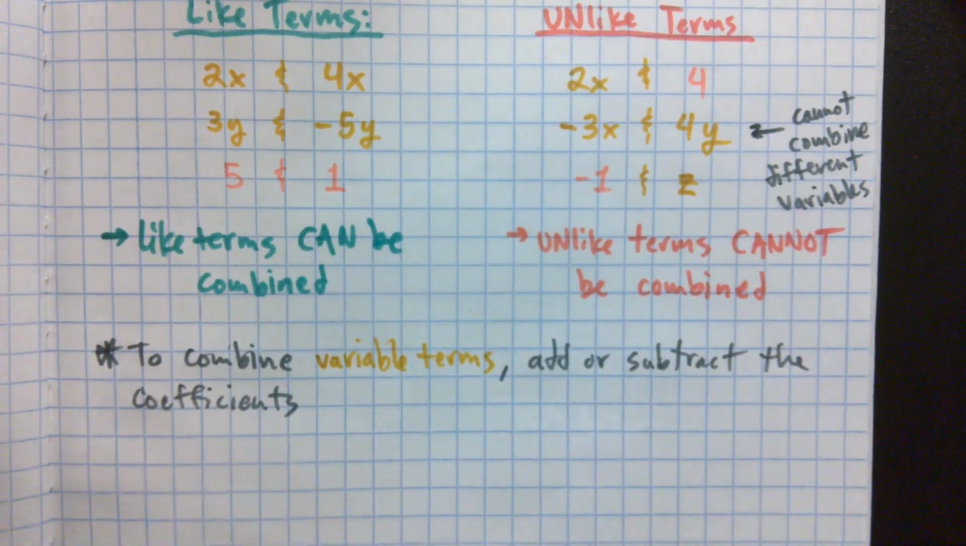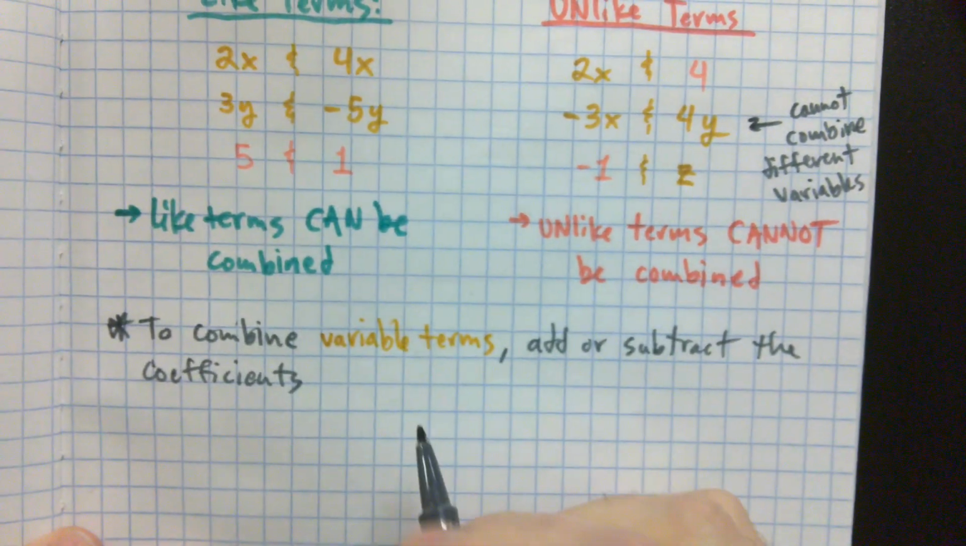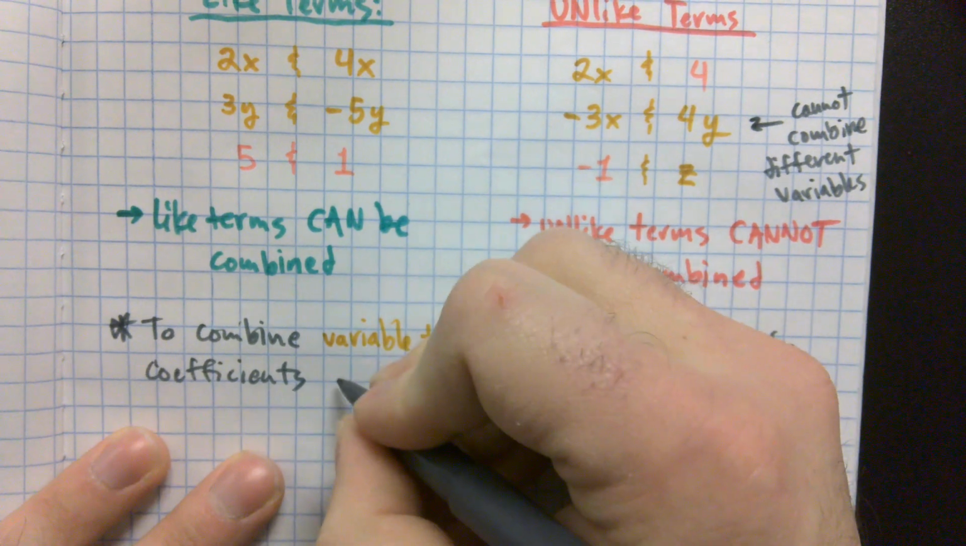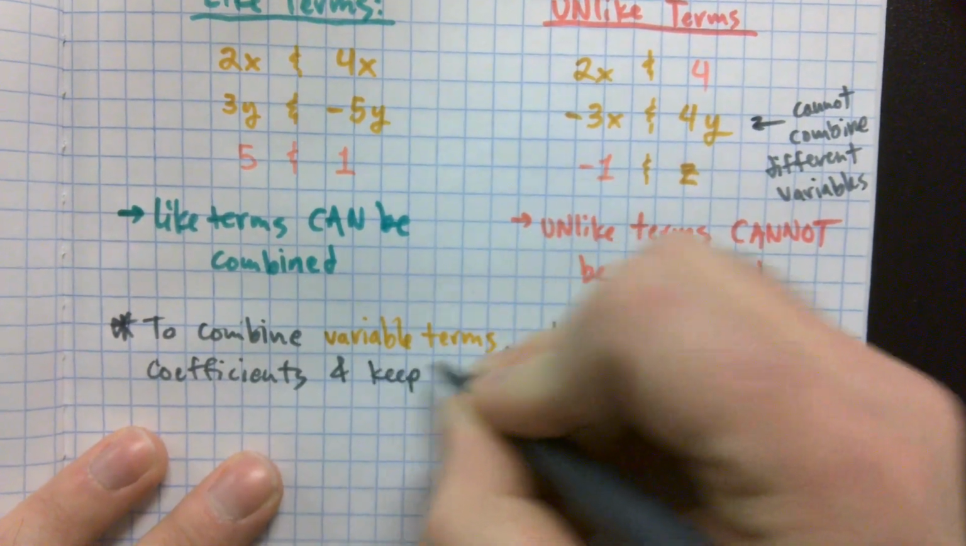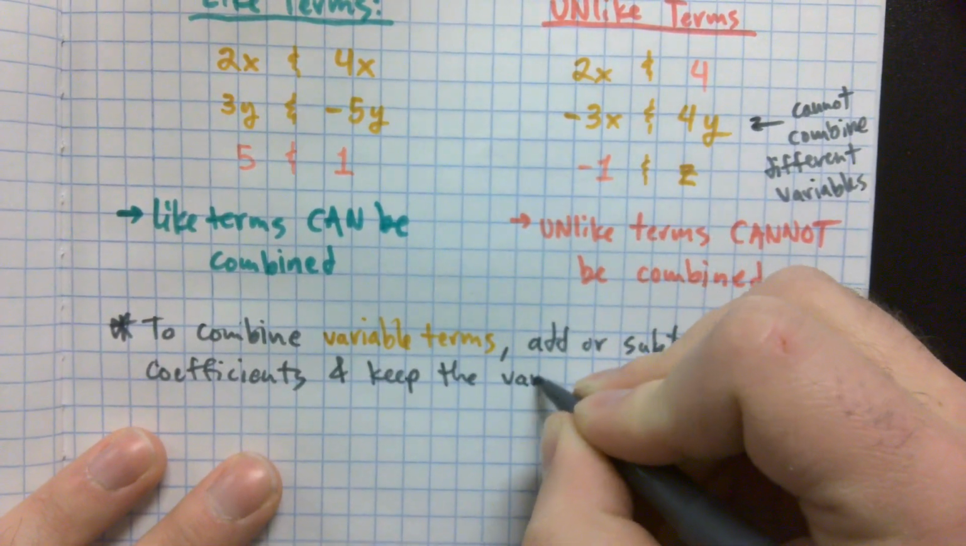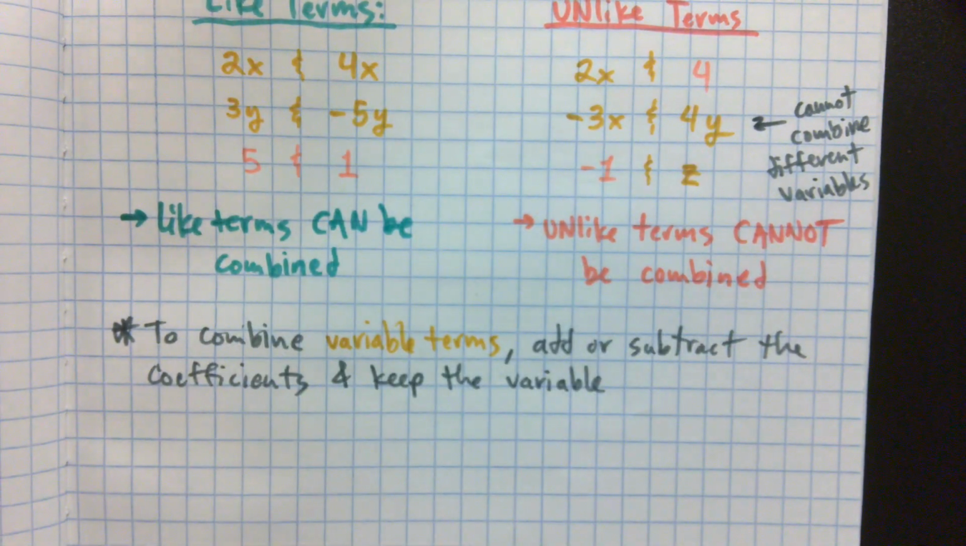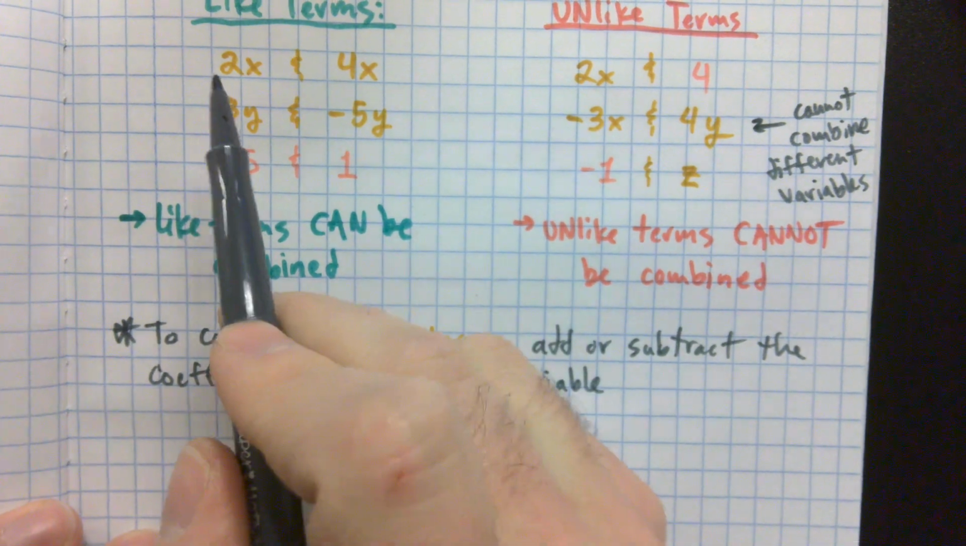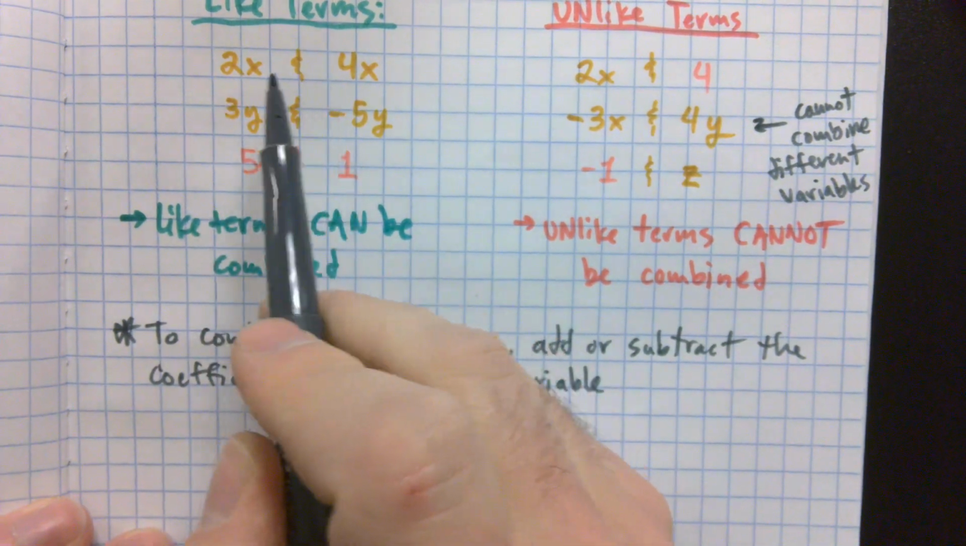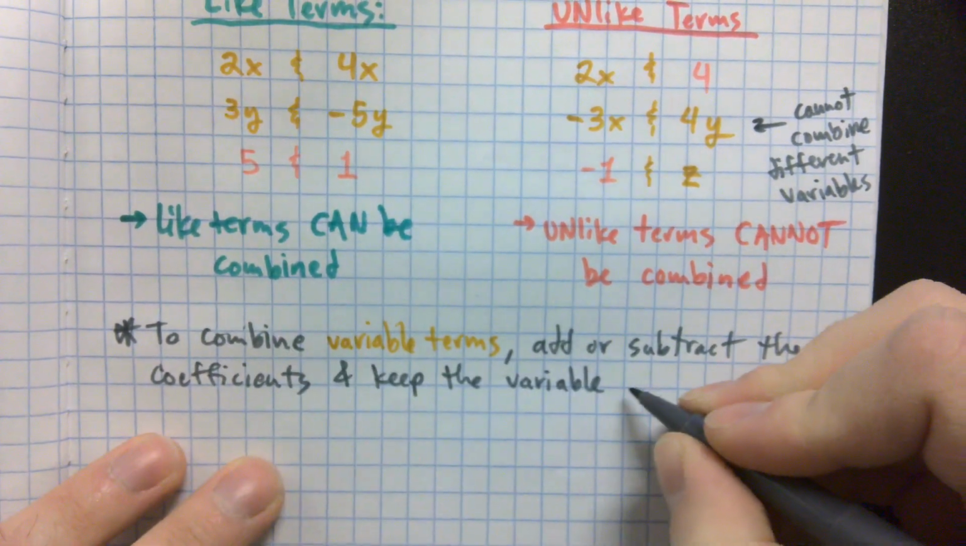So if we want to combine two variable terms, all we got to do is add or subtract the coefficients and keep the variable the same. Like we said, 2x plus 4x gives me 6x. We add the 2 and the 4 to get 6, and we keep that variable the same.